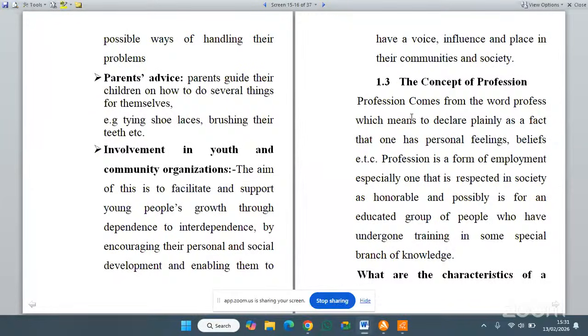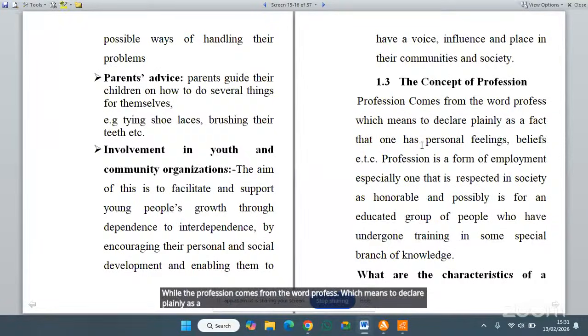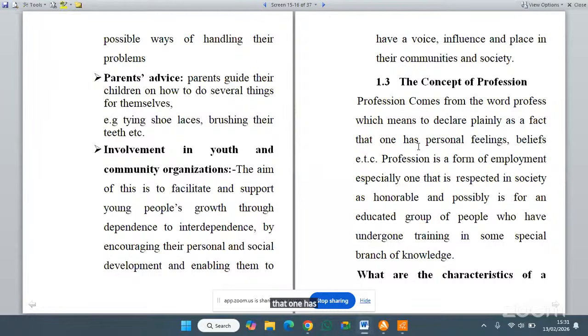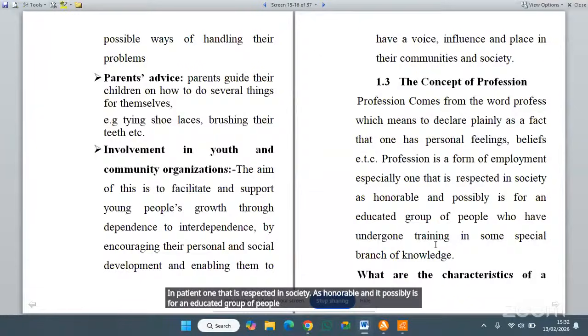The word profession comes from the word profess, which means to declare plainly as a fact that one has personal feelings, beliefs, and so forth. Profession is a form of employment, especially one that is respected in society as honorable and possibly is for an educated group of people who have undergone training in some special branch of knowledge.